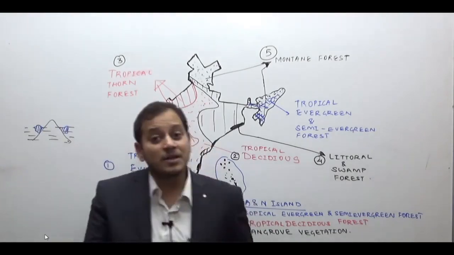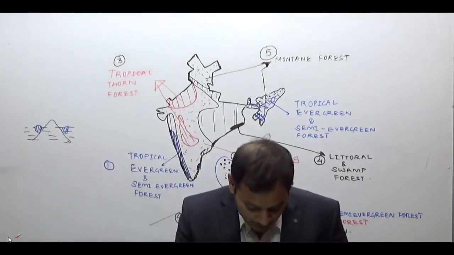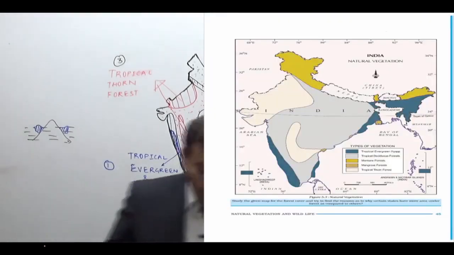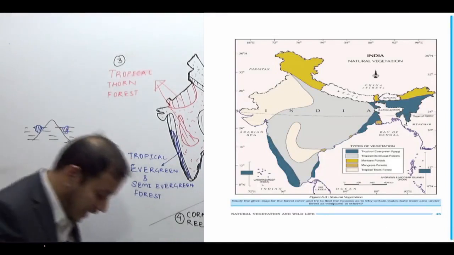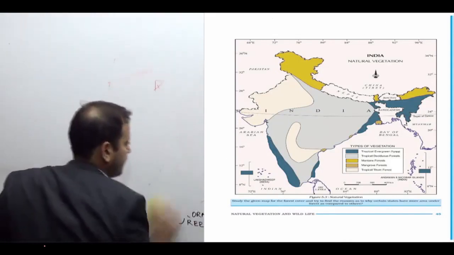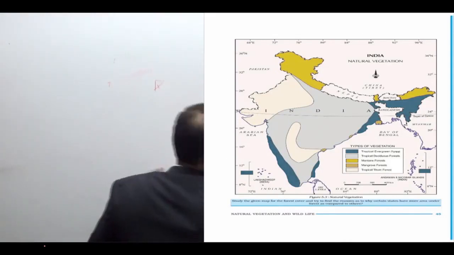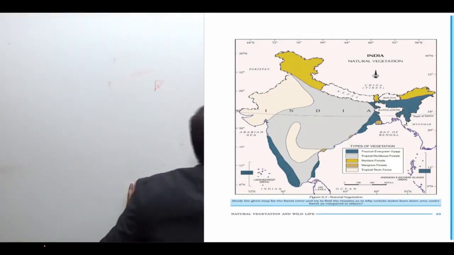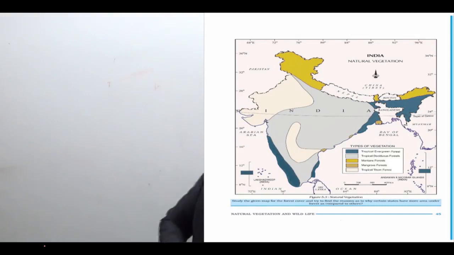Now let us look at the proper map of the vegetation in India. If I take a proper look at the natural vegetation in India, now let me rub this map. What does this map say? Tropical evergreen forest all along the coast of the Western Ghats and in the northeast India. So you can see in the northeast, in the state of Assam also, you have tropical evergreen forest.